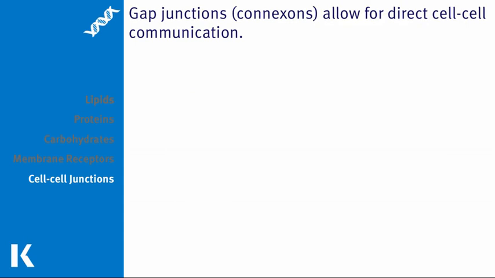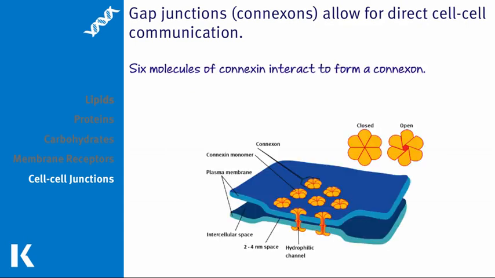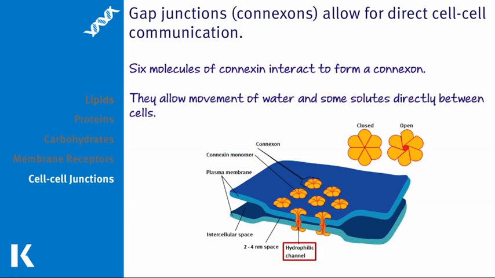Gap junctions are little tubes that allow for direct communication. They're made up of 6 little connexins that team up to make one big connexon. They can open or close to let in water or other molecules from one cell to another, or from the cell to the extracellular space.